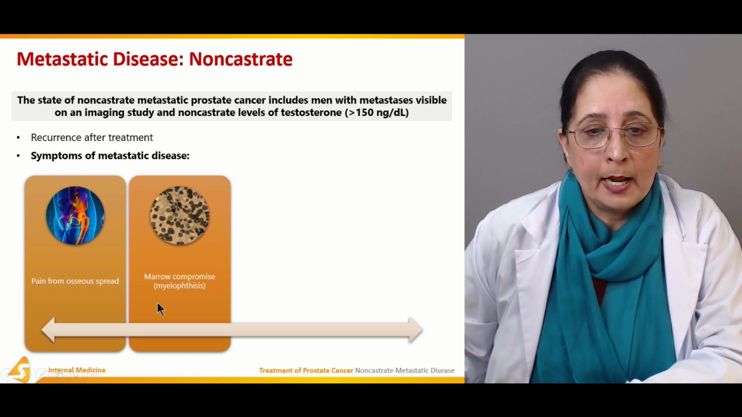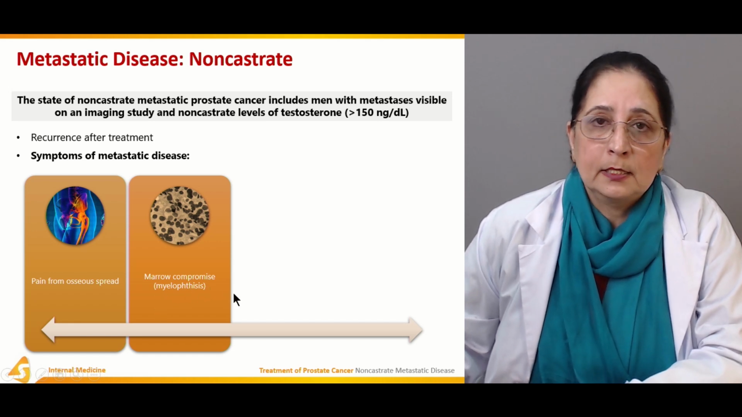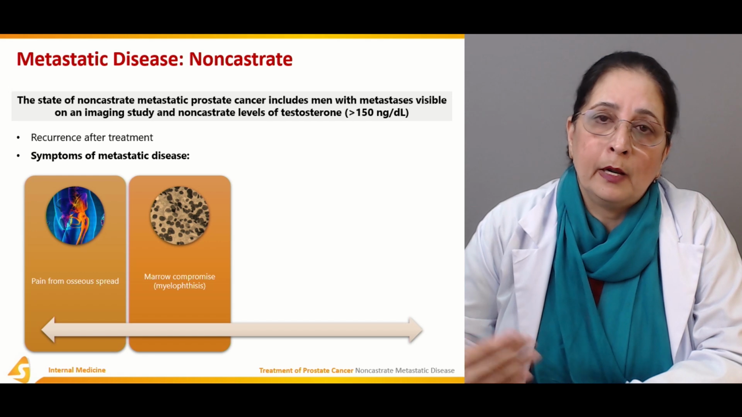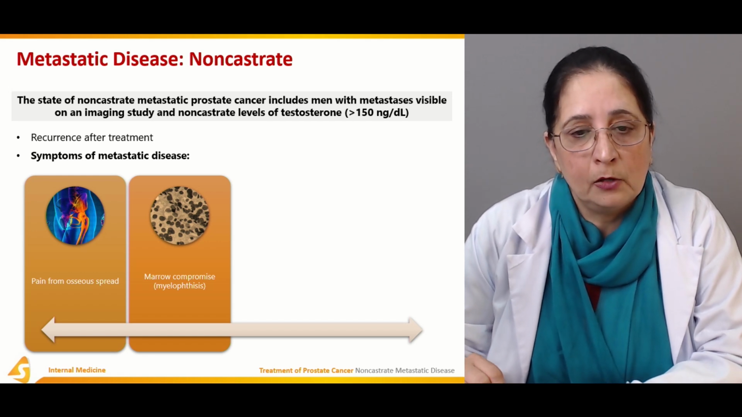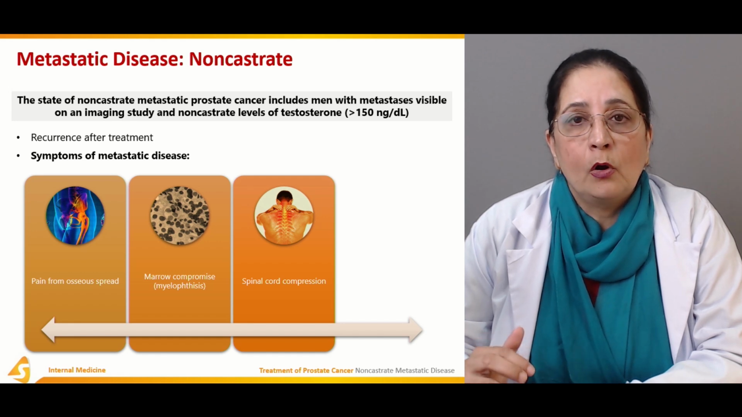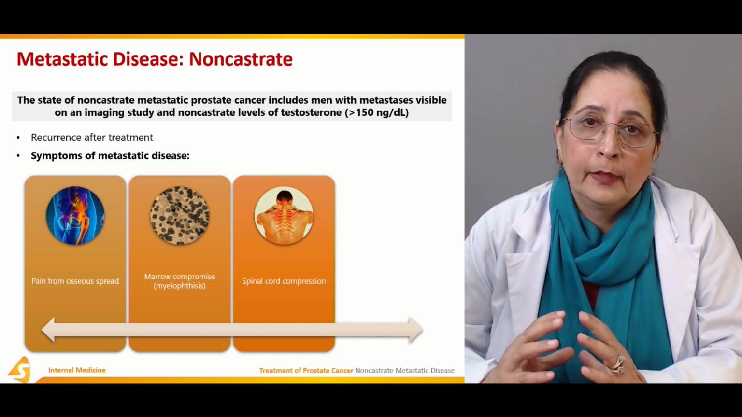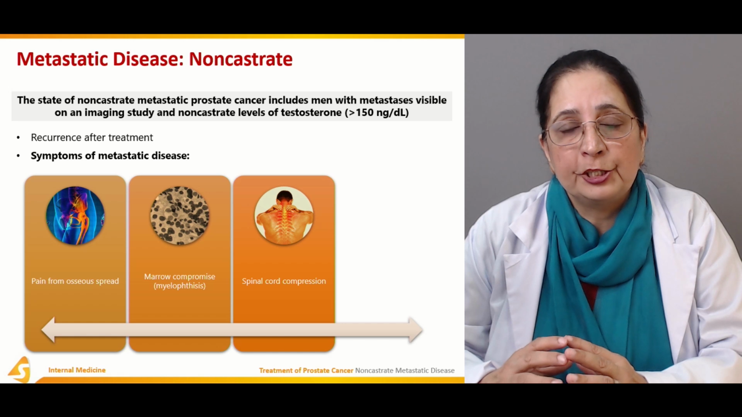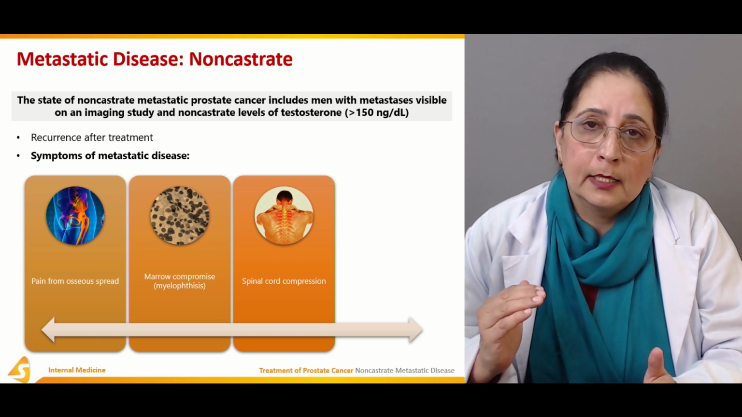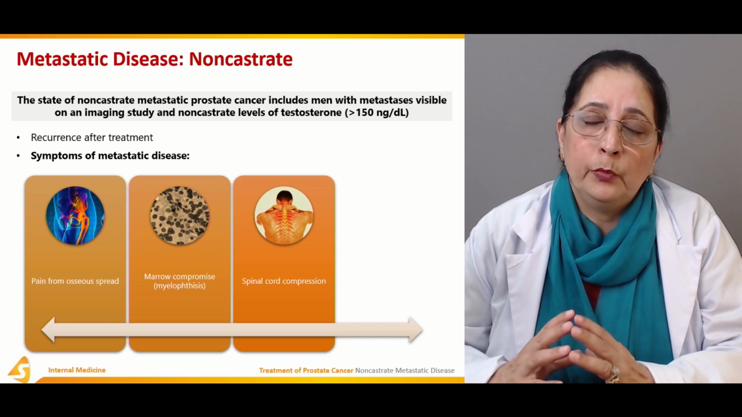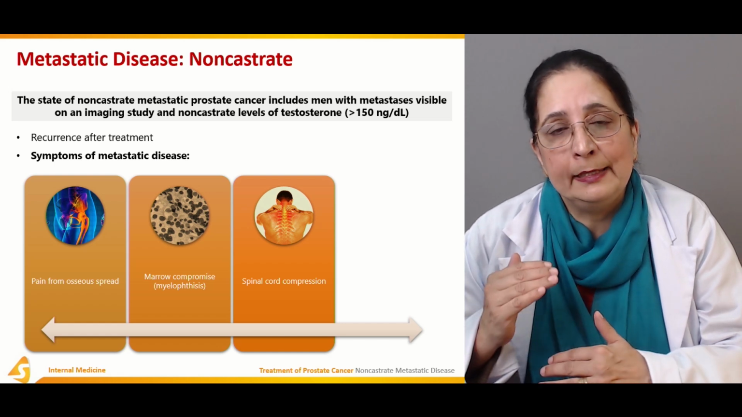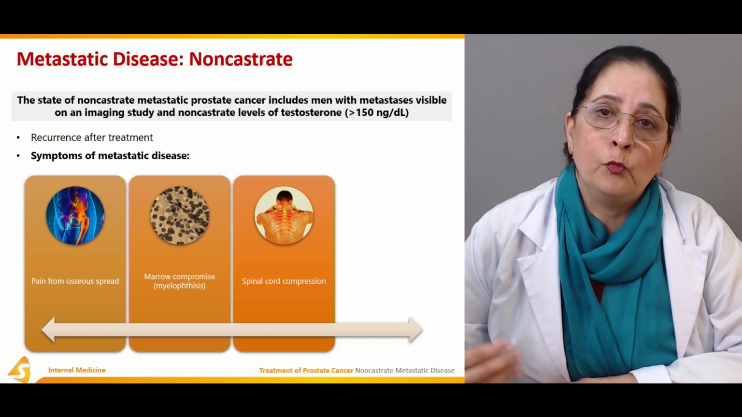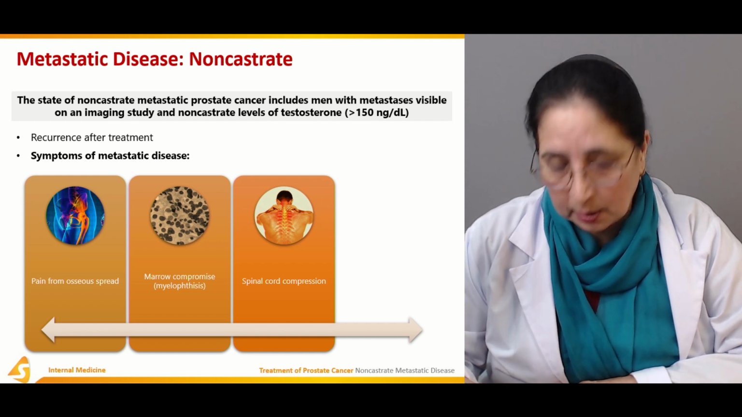Marrow compromise, myelophthisis. So bone marrow is compromised also. The blood formation from the bone marrow is affected, also known as myelophthisis. Spinal cord compression is also associated with the metastasis, and with the spinal cord compression there will be signs and symptoms associated with the compression, depending on the level at which the compression occurs, what nerves are affected and what area is innervated by those nerves.